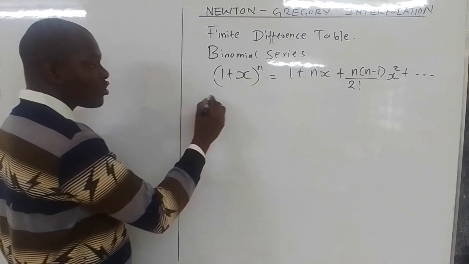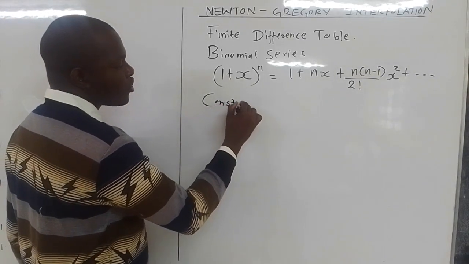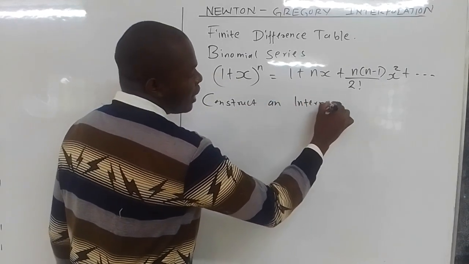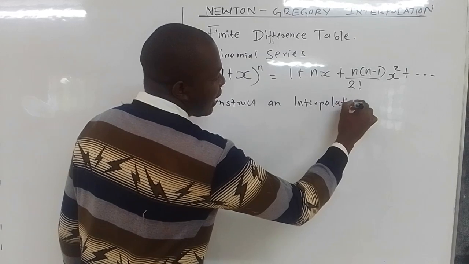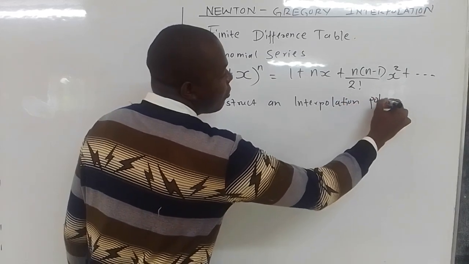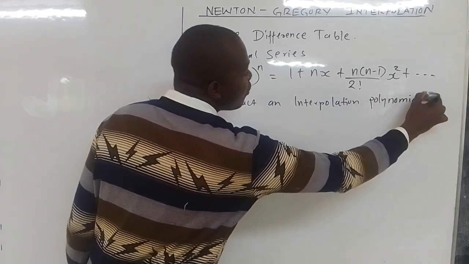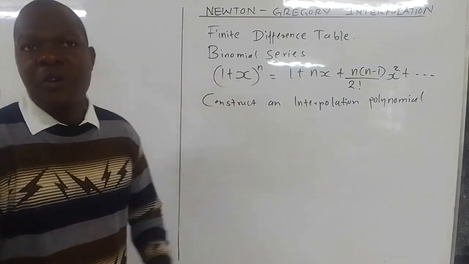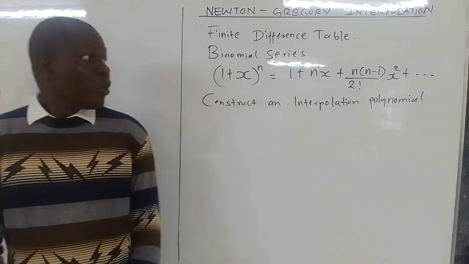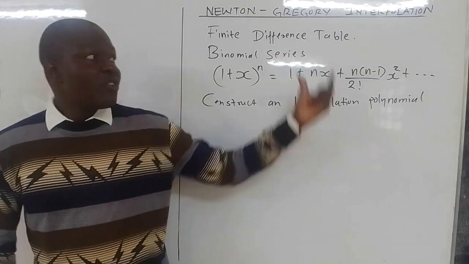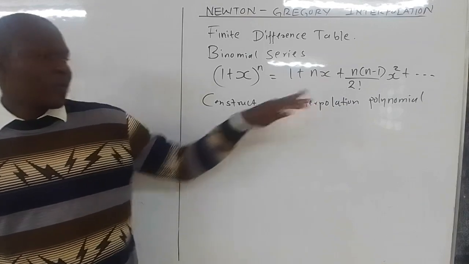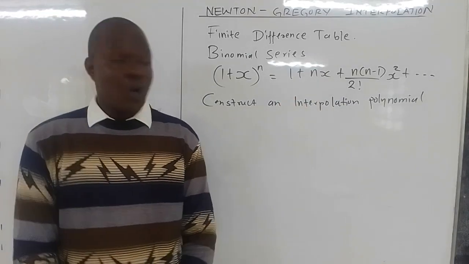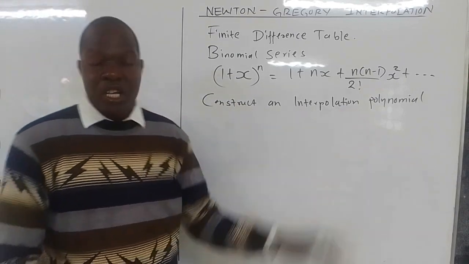How do we construct an interpolation polynomial? Or how do we form an interpolation polynomial? Construction or forming are the same things because we apply maybe the series. So when you are applying another concept to get another one, it may be forming or constructing, isn't it? So how do we form an interpolation polynomial?